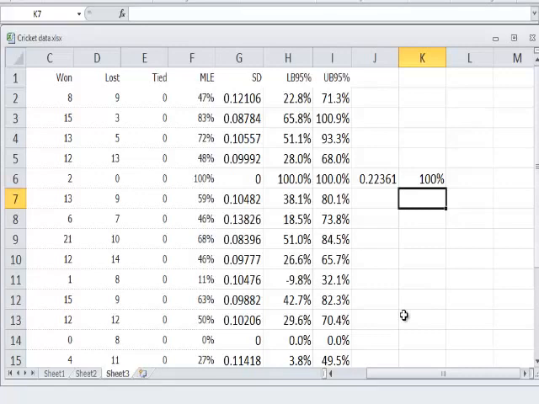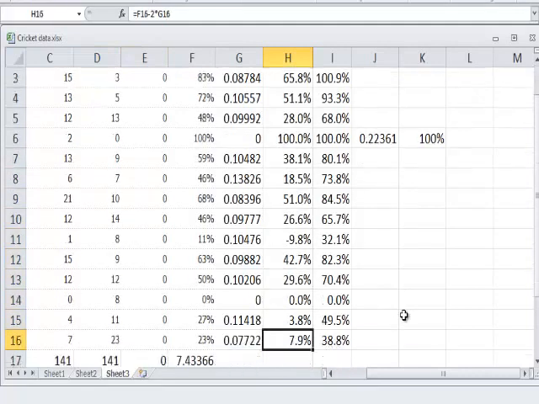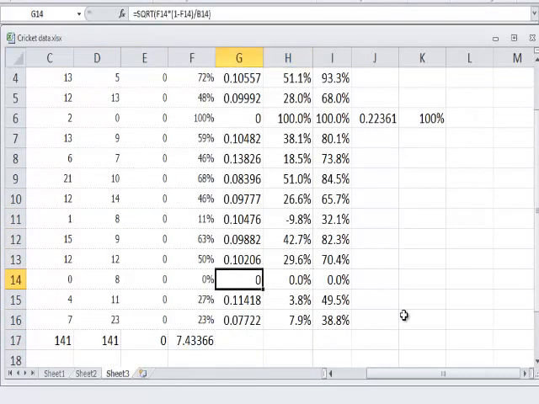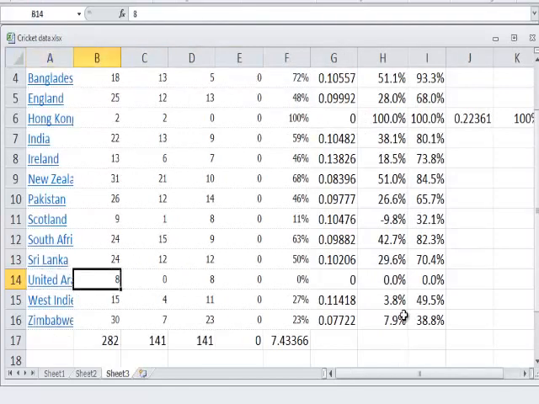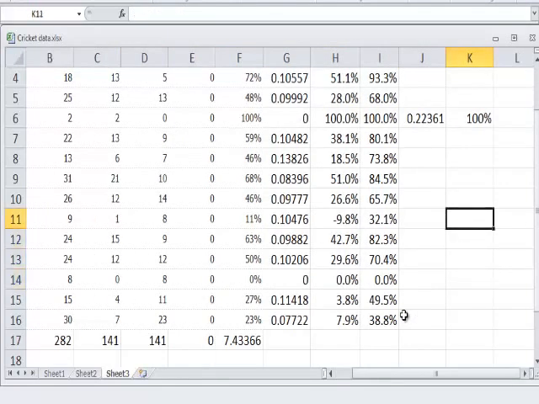The maximum likelihood gives the wrong values. Okay, so this one is 38 and so on. Here is another problematic area. This is United Arab Emirates, which played 8 matches and lost 8 matches. So what's the probability?